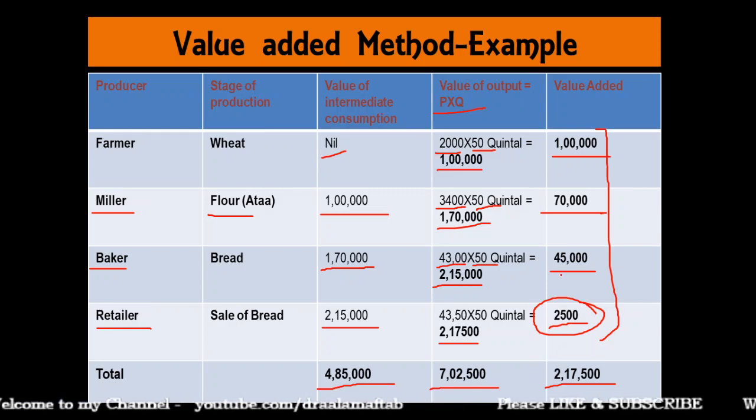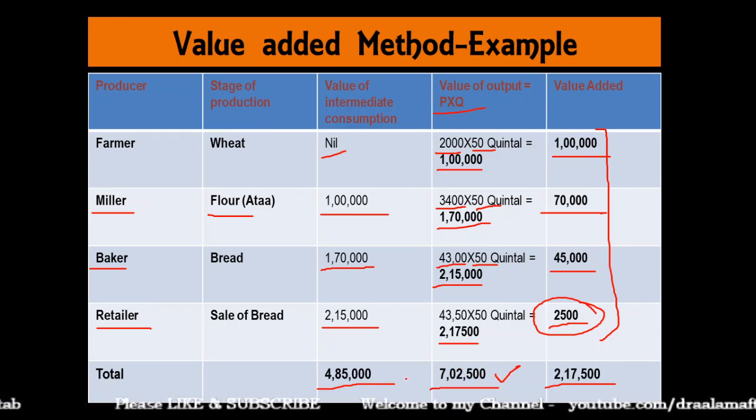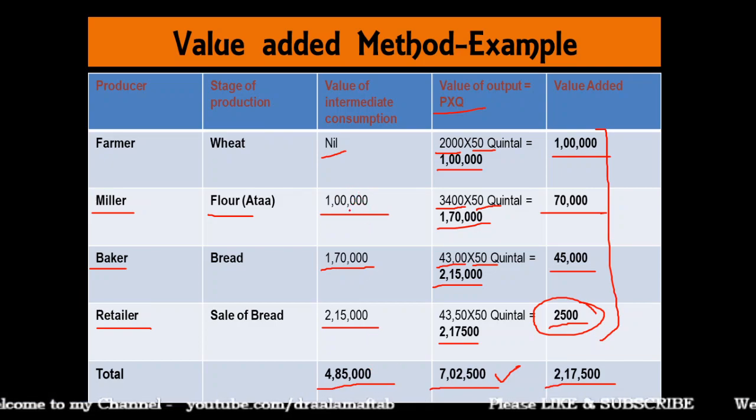If you take this as value addition, you will be mistaken. You must deduct these intermediate consumption, because if you don't deduct it, there will be double, and you will be making the mistake of double counting. So we need to deduct value of intermediate consumption from the value of output at each stage of value addition, right? I hope that you have understood this concept.